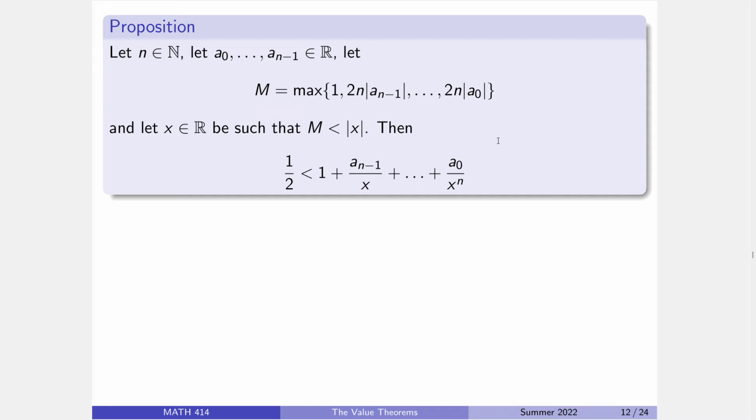So, before we get there, let's prove something else that is also a little bit technical. So let's take a natural number n, a list of real numbers starting at 0, for reasons. And let's let m be the maximum of that stuff, because why not? And then take x to be a real number who is bigger than m in absolute value. Then 1/2 is always less than or equal to this. Yeah, sure.